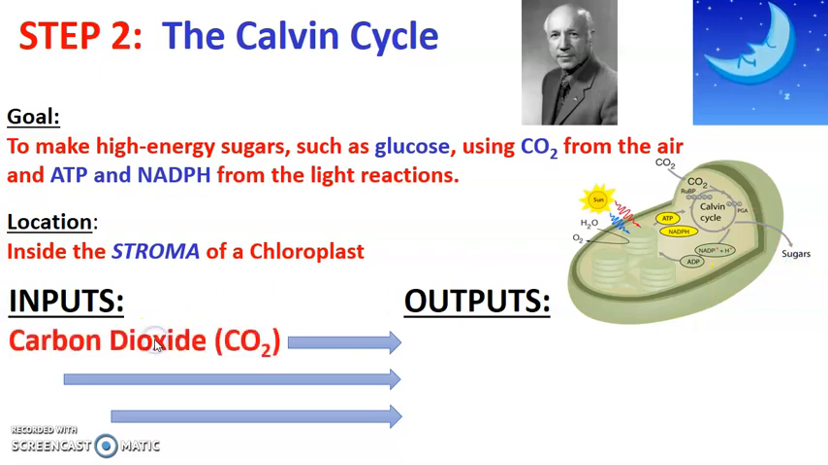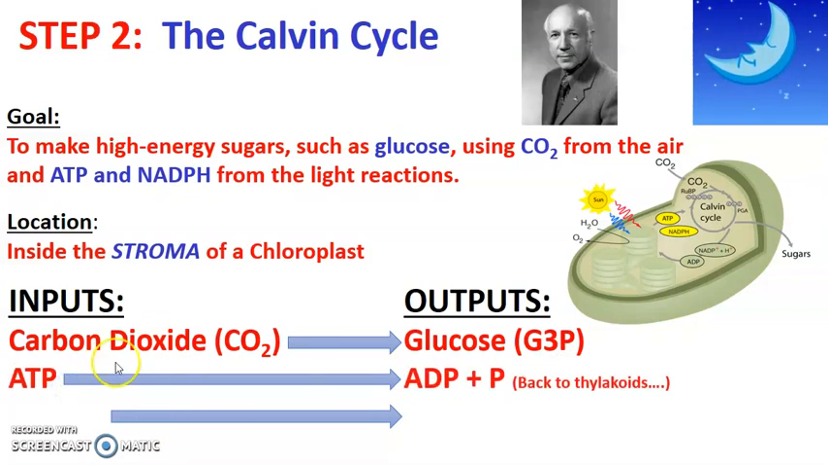So our inputs are going to be carbon dioxide itself, which will turn into sugar, either glucose or actually something smaller called G3P. We'll get to that in the next slide. And then the ATP that we use will be oxidized back into ADP and a third phosphate. They'll go back to the thylakoids to get recharged. And we will also oxidize NADPH back into NADP+, which can also go back to the thylakoids to get recharged during the light reactions.